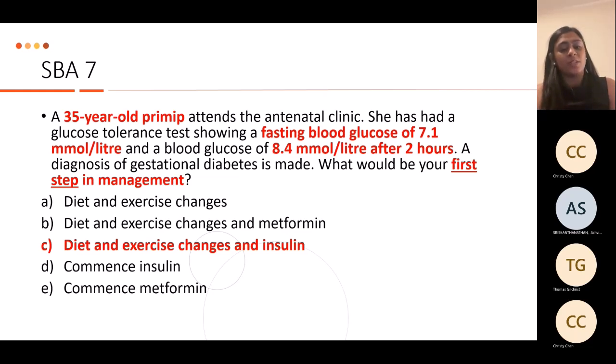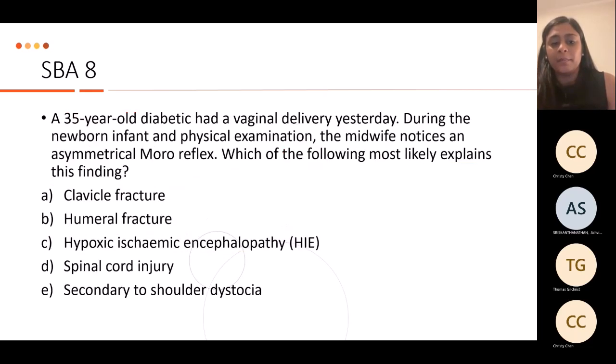Generally speaking, between 2% and 5% of pregnancies are affected by gestational diabetes. And obviously that has maternal and fetal risks as well. So we'll move on to the next one.